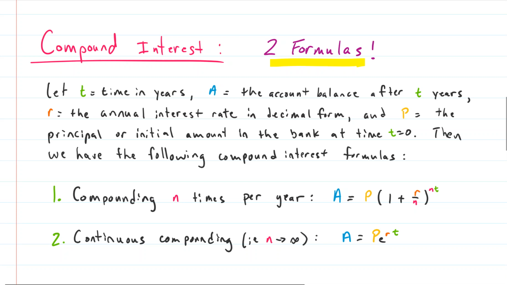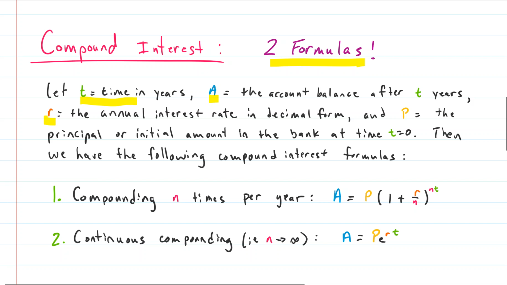So let's start. Let's say t is our variable in our equation, and t represents time in years. A is the account balance after t years. Say we put money into a bank, and they're giving us a certain interest rate, and 5 years down the road, we ask, how much money is in our bank now? That would be A.